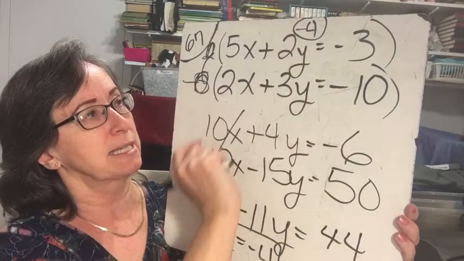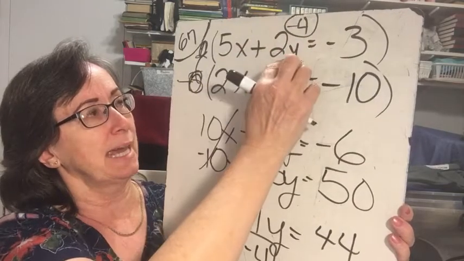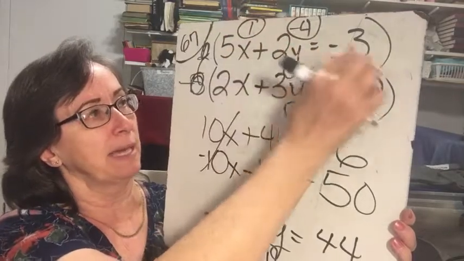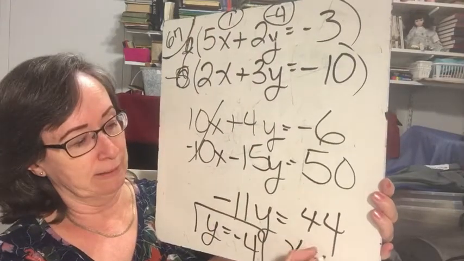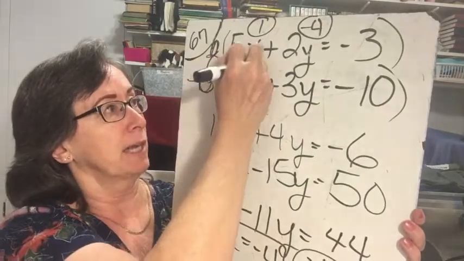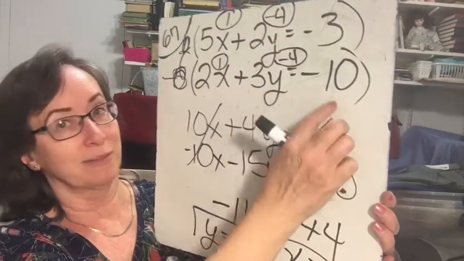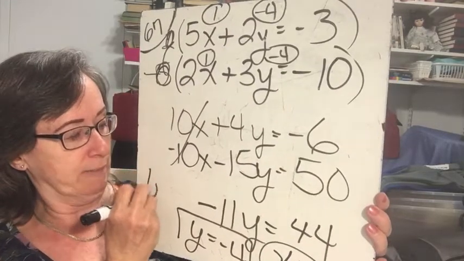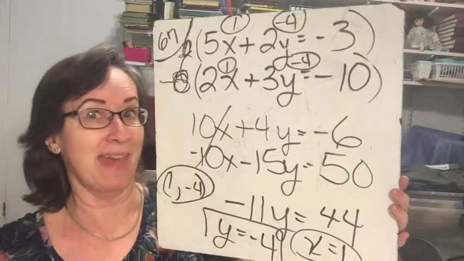So negative 8. We're supposed to get a negative 3. 5 times something minus 8 is a negative 3. Well, isn't that 5 times 1? 5 take away 8 is negative 3, isn't it? So we're going to say x is 1. And so x is 1 and y is negative 4. So let's check it. X is 1 and y is negative 4. 2 minus 12 is negative 10. And that's correct. So our answer is 1, negative 4. That's the ordered pair that solves that system.